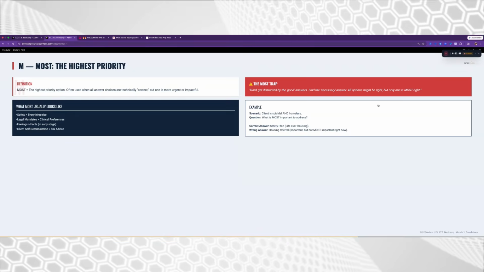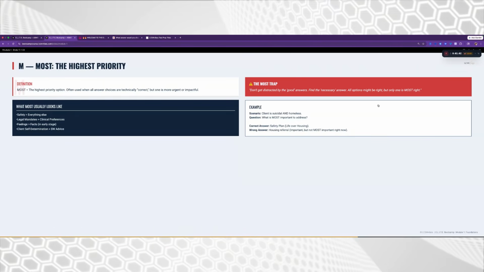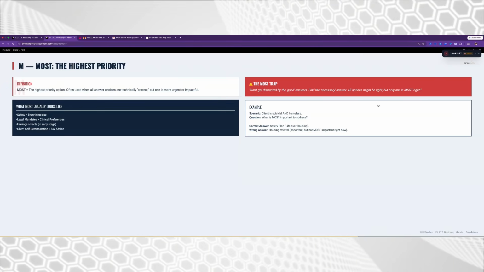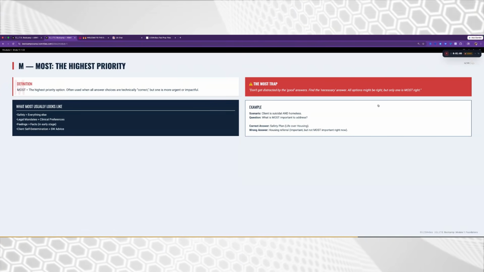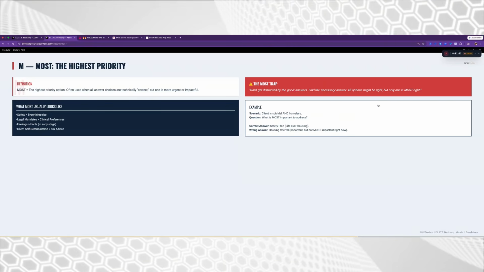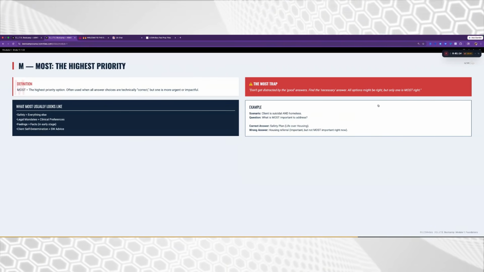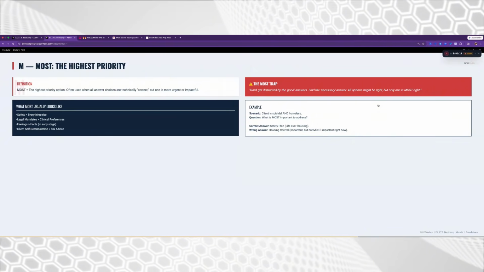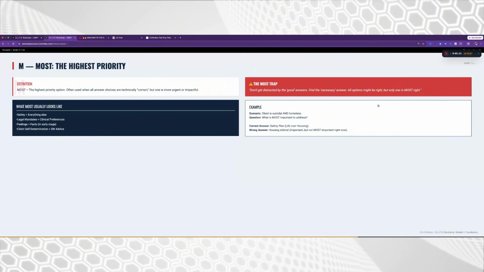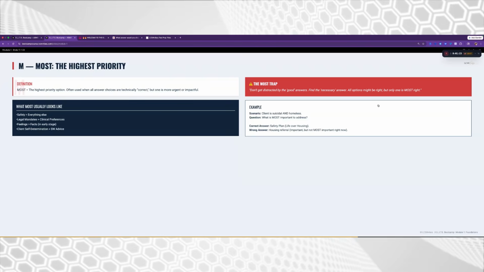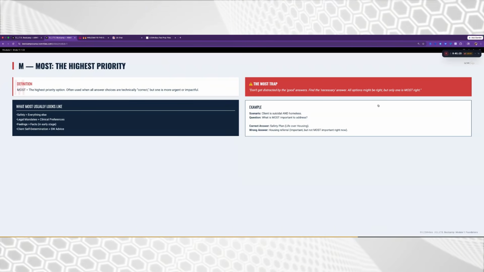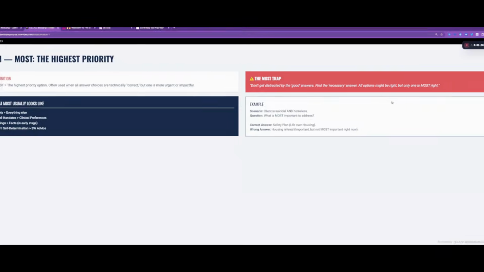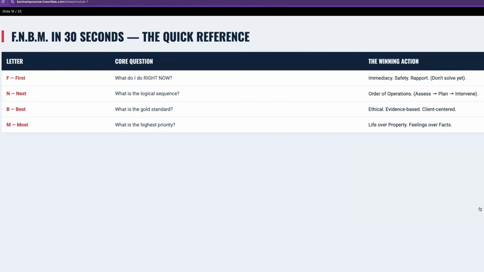So first and next, I like to put them together because they're coming in chronological order. Either you're doing something first, and then it's the next thing after you've already done the thing. And when I look at most and best, sometimes they do confuse people, and I can see why. But when you're looking at most, again, it's the highest priority. So this one is safety, legal mandates, feelings, facts if you're in the early stage, client self-determination. All of these types of things are what you're considering when you're asking what is the most appropriate, which is what you're likely to see. All right, this is the FNBM in 30 seconds.